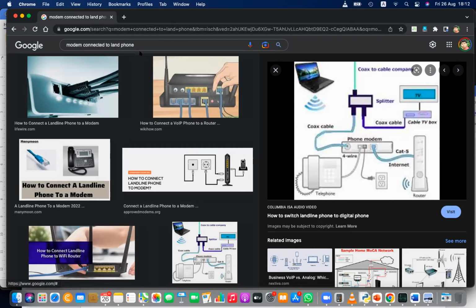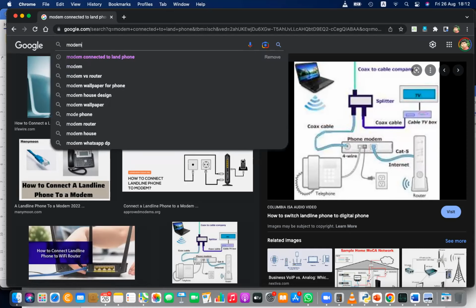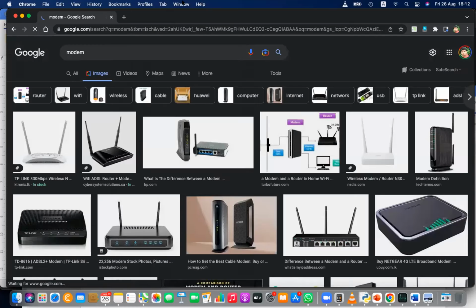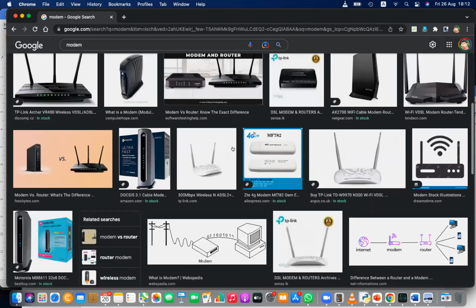This device is called a modulator, demodulator. Until recently there were modems. Has anyone used a modem? Anyone there who has used modems? Okay, has anyone used routers? Can you raise your hand? Okay, all of you have used routers. All are using routers. Right? But now you are not using modems, right?